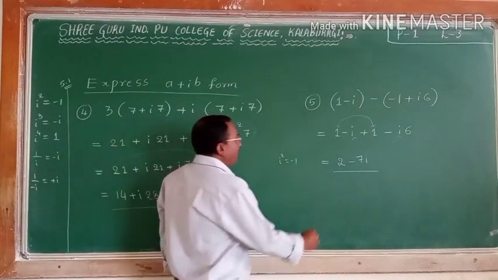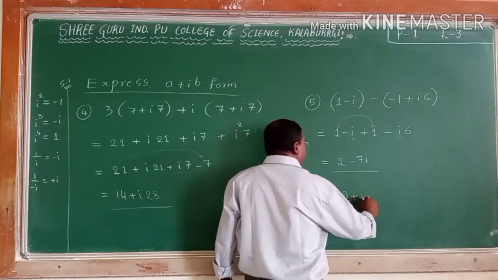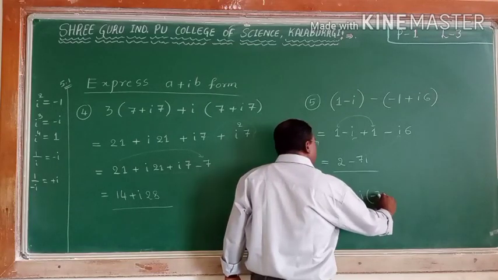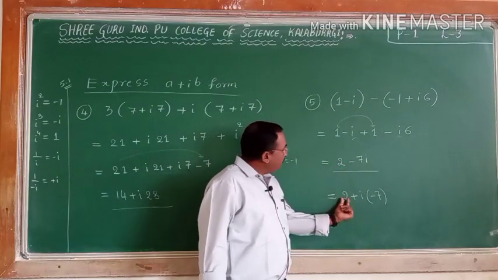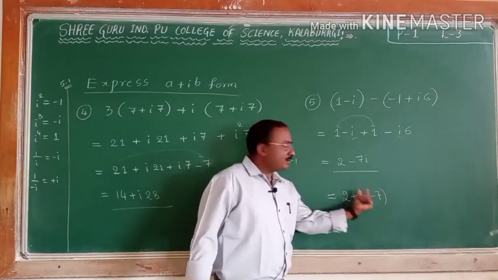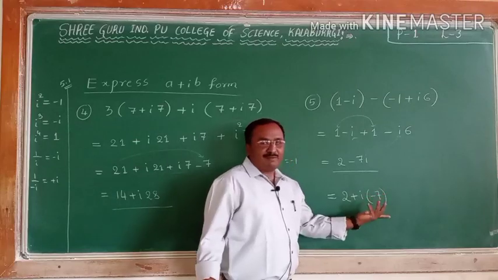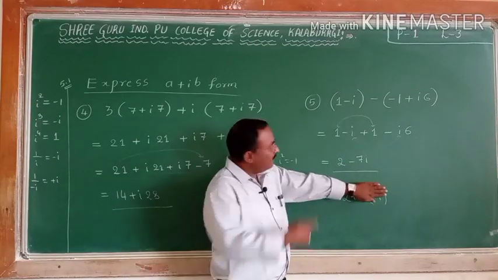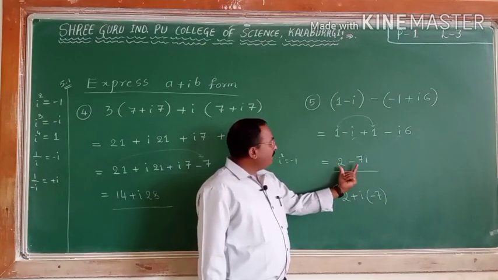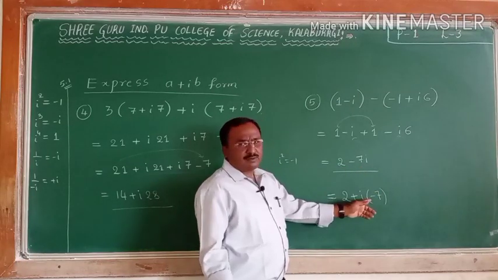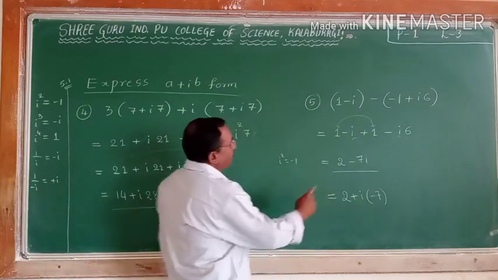This is a plus ib form. Real part as it is, 2, plus i as it is, minus 7. In a plus ib form, the real part is 2 and the imaginary part is minus 7. Both meanings are the same; it is understood. The answer is okay, but if you write it in a plus ib form, depending on you, there is no effect. It is complete. Understood?